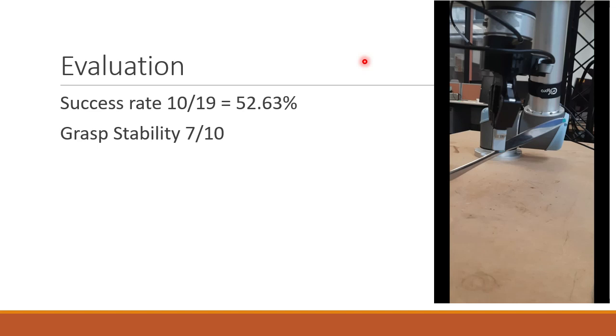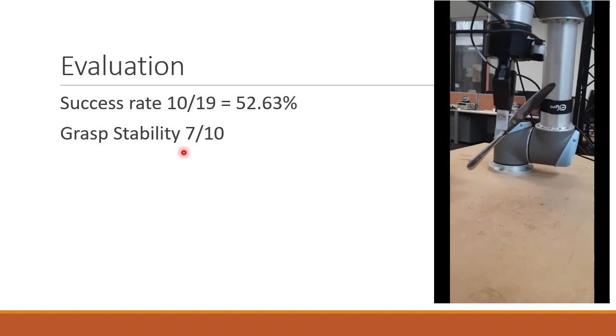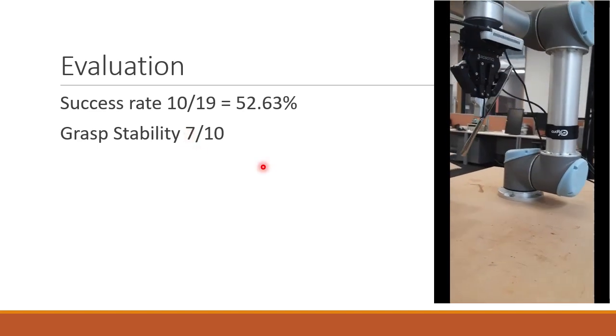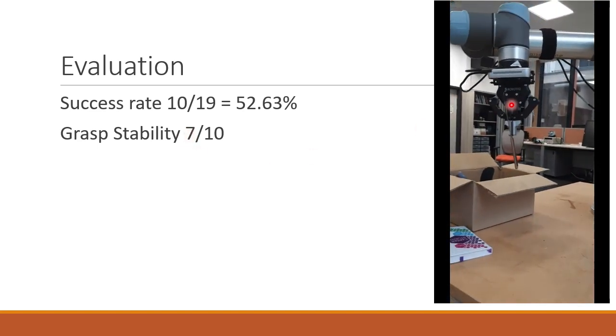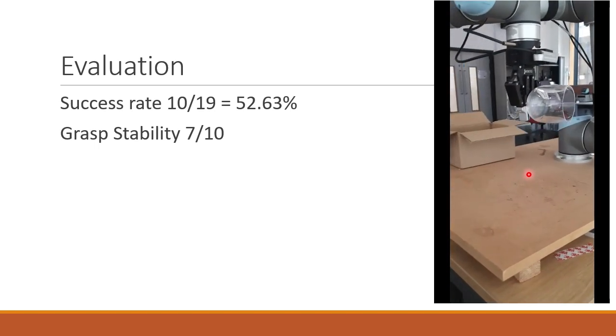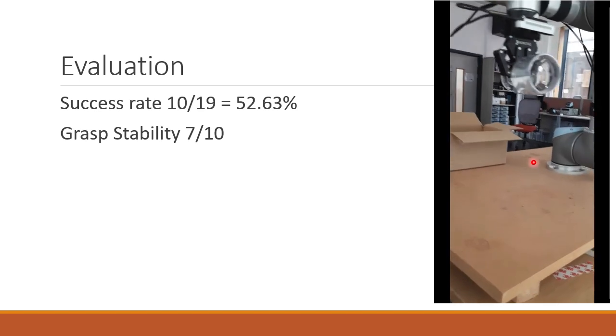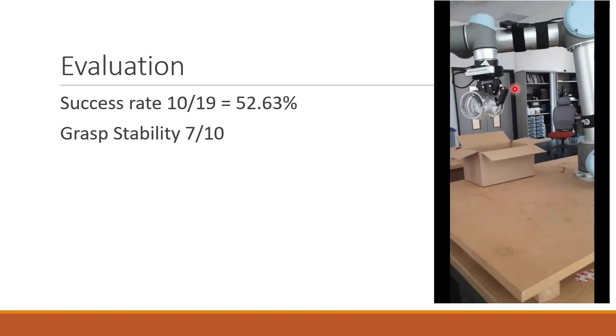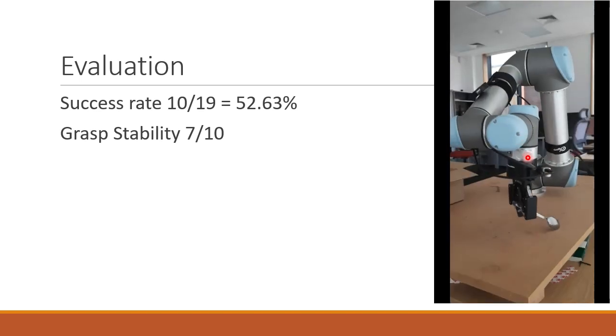Out of the 19 attempts, 10 grasps were successful, which implies a success rate of 52.63%. Out of all the successful grasps, 7 were stable. The 3 unstable are demonstrated in this video. So these grasps were not able to satisfy the force closure property.